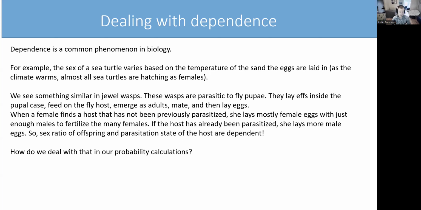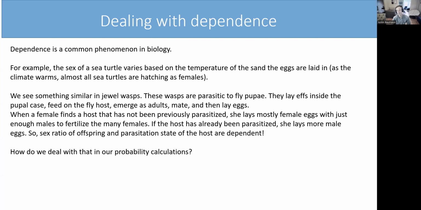We see something similar in jewel wasps, the wasps that are parasitic to fly pupae. They lay eggs inside the pupal case. They feed on the fly, they emerge as adults, they mate, and then they lay more eggs. When a female finds a host that has not been previously parasitized, they lay female eggs. If the host has already been parasitized, they lay more male eggs, so that the sex ratio of the offspring and parasitization state of the host are dependent.